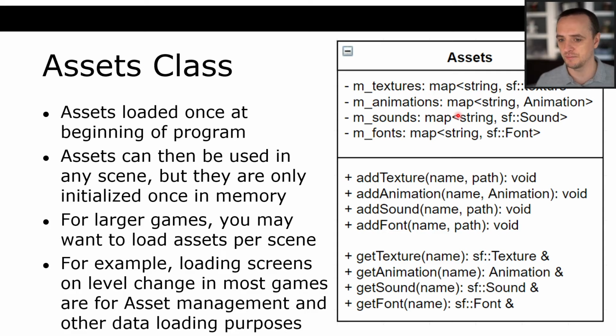It's going to be really, really easy. And if we want to add a texture to our assets class, we'll just call add texture with a name and a path. And similarly with sounds. Animations are a little bit different. I'm about to get into animations though. And then whenever I want to get a texture, it's just get texture name, get animation name, get sound name.